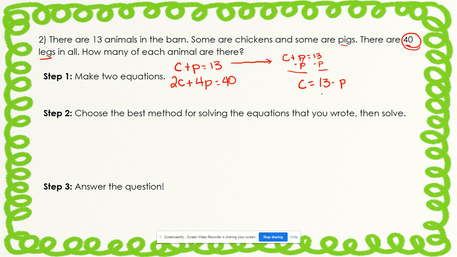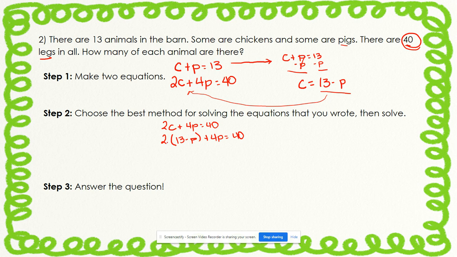So now since I'm using the substitution method and I've gotten one of my variables by itself from my first equation, I'm now going to plug in 13 minus P for C in this equation. So this second equation was 2C plus 4P equals 40. And instead of C, I'm going to plug in 13 minus P. So this is going to be 2 times 13 minus P. And then I write the rest of the equation, plus 4P equals 40.